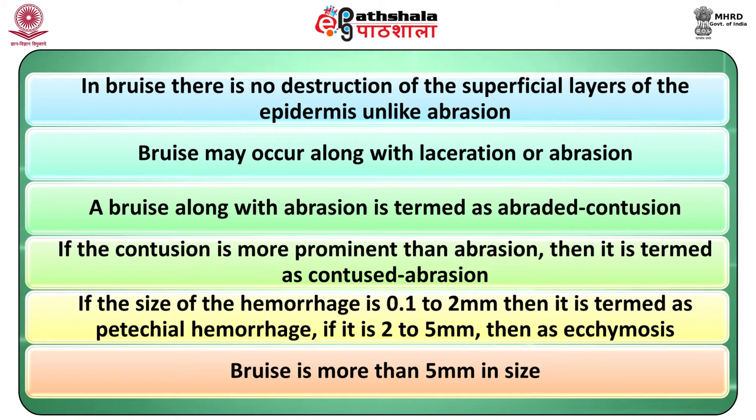However, bruise may occur along with the laceration or abrasion. A bruise along with abrasion is termed as abraded contusion. If the contusion is more prominent than abrasion, then it is termed as contused abrasion. If we see the size of the hemorrhage, if it is 0.1 to 2 millimeter, then it is termed as petechial hemorrhages. If it is 2 to 5 millimeter, then it is termed as ecchymosis. Usually, when we call bruise, it is more than 5 millimeter of size.